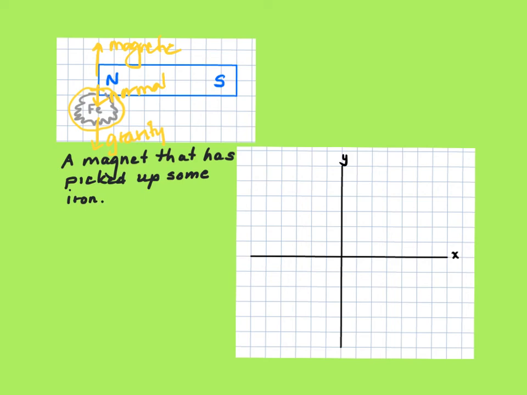So we'll draw our iron. And we've got the force of gravity. So force of gravity on our iron by the earth. And then we've got two forces. So we have another force acting downward here. I'm going to kind of draw it to the side. That's a normal force on the iron by the magnet. Okay? That's just because they're in direct contact with each other.